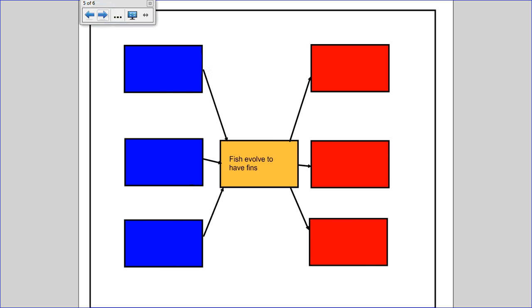Now, this is an example from science that Mr. Boland gave to me. I said, Mr. Boland, what's a good example of a way we can use a multi-flow map? And he said, well, how about evolution? The evolution of fish, for instance. I look at it as somebody who hasn't studied evolution as much as Mr. Boland, and I can think of one really big example that led to fish evolving to have fins.